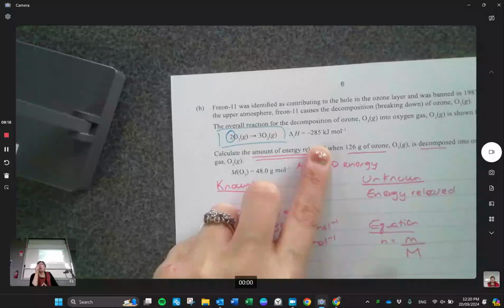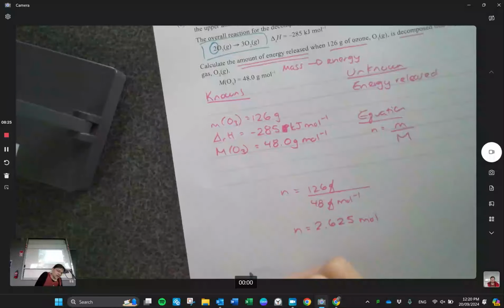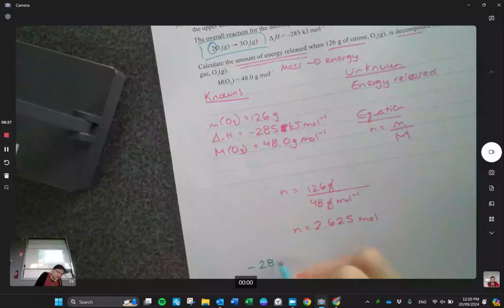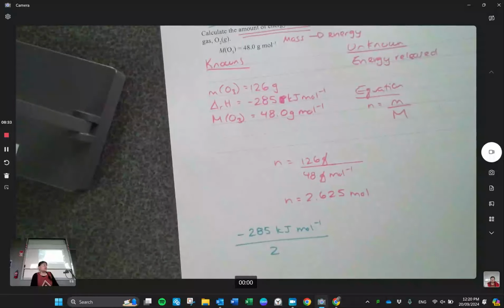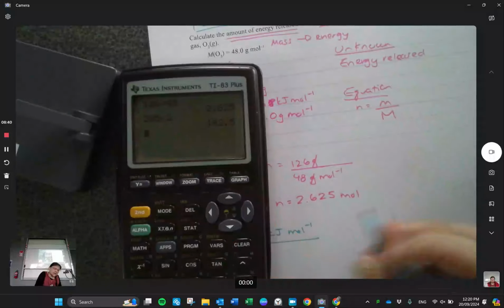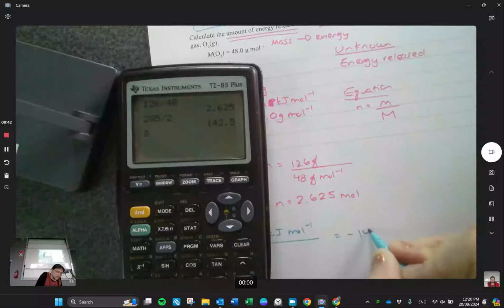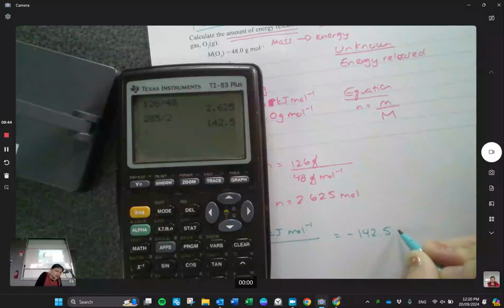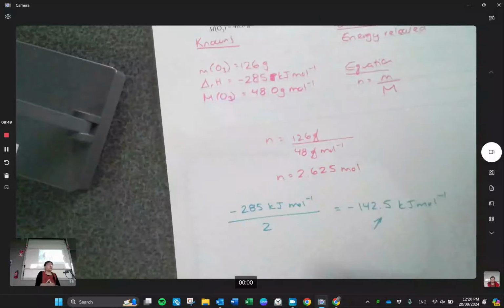So I need to convert that into being 1 mole. So if I want it to be 1 mole, then I divide that by 2. So I have -285 kilojoules per mole. I'm just dividing it by 2. We're not actually changing any of our units because we're just dividing it by 2 to fix the ratio. So 285 divided by 2, and I get that that's going to be -142.5 kilojoules per mole. And like I said, that's in reference now to the ozone.